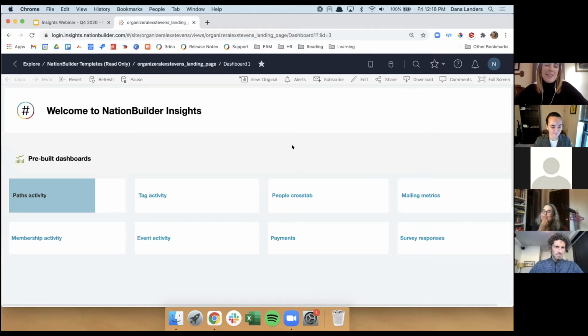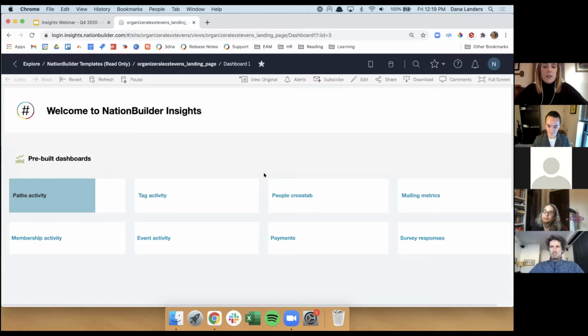But the cool thing about the fact that this is built on Tableau specifically is that there are a million and one resources out in the world on how to use Tableau and how to build reports, and all of those are applicable in NationBuilder Insights. So this isn't something that's unique to NationBuilder only. This is a transferable skill where you may already have someone on your team, or you yourself, that's used Tableau, and now you can transfer that knowledge to using it with NationBuilder data.